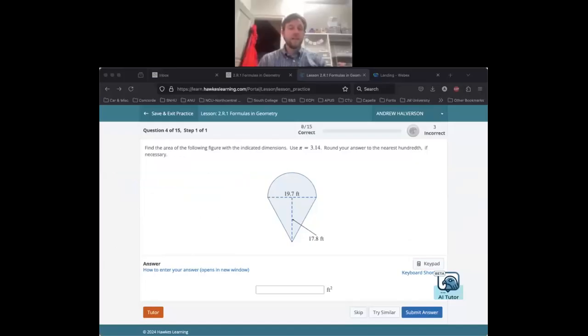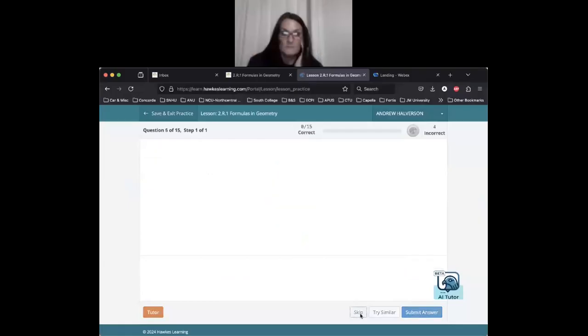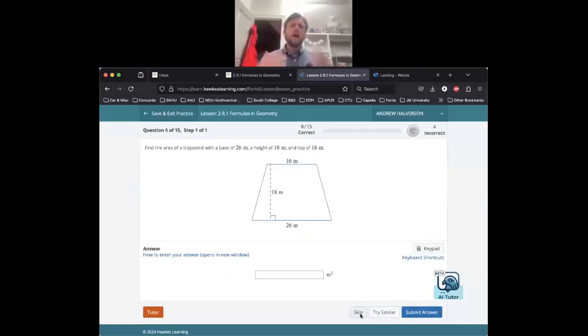Let's go forward and see what else they have, because a lot of this stuff is now just the same thing: identifying the shape, perimeter or area, what's the formula, fill in the formula. That's the steps. Identify the shape. Are you finding the perimeter or area? What's the formula you need? And then fill in the formula. It's kind of the way it goes.